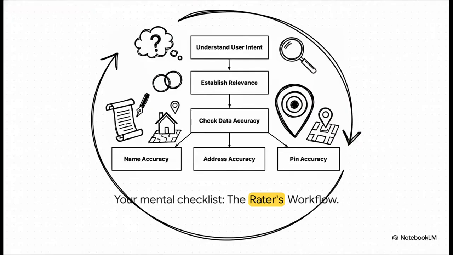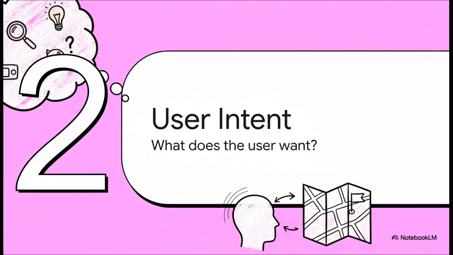And this is basically your mental checklist for every single task. You're going to want to burn this into your brain. First, figure out what the user wants. Second, rate how relevant the result is. And third, check the data for the name, address, and pin. If you can nail this three-step process every time, you're golden. Okay, on to our next section, which digs into that first crucial step, understanding user intent.